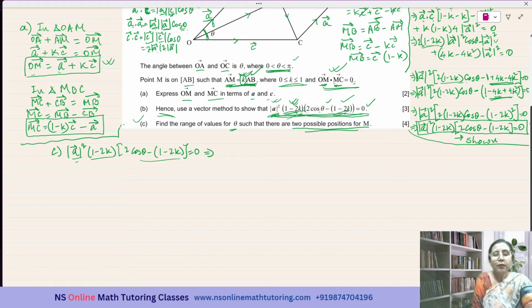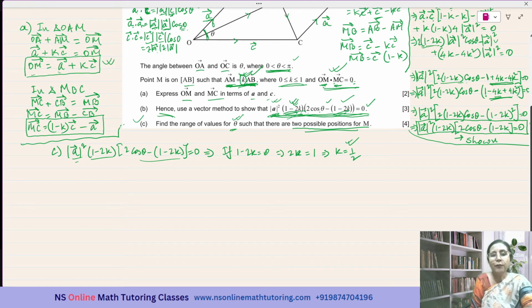So if 1 minus 2k is equal to 0, we have 2k is equal to 1, implies k is equal to half. So we should be getting two values of k because AM equal to k times AB. We should be getting two values of k in order to have two possible positions for M. But this is giving us only a single value of k, which we cannot take.